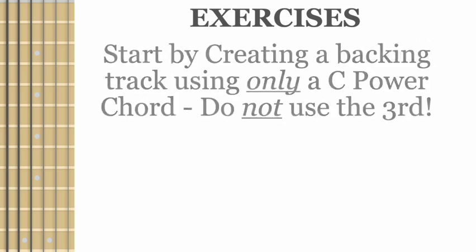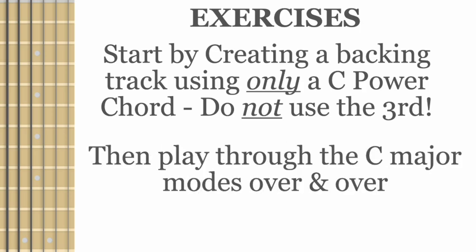Now, with that being said, as we're on the conversation about exercises, it's a great exercise for you to do. Create a backing track with nothing more than a C power chord. Don't make it a C minor, don't make it a C major, nothing but a C power chord. And the reason we use the power chord is because there's no third, right? It's the root and the perfect fifth. So it has no major or minor variation to it. And the reason that we put that backing track together is it allows us to just run through the scales, in this case our modes, over and over.